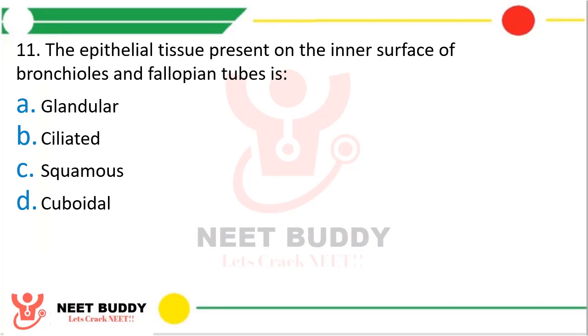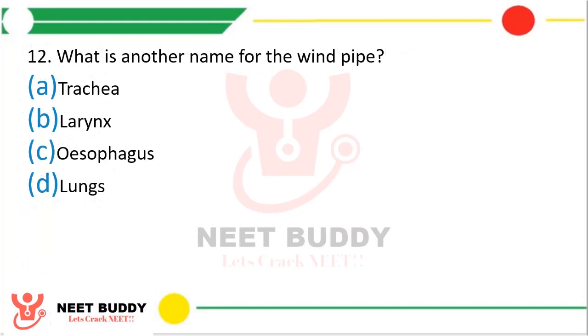Question number 11. The epithelial tissue present on the inner surface of bronchioles and fallopian tubes is glandular, ciliated, squamous, or cuboidal. The correct answer is option B, that is ciliated. Question number 12. What is another name of windpipe? Trachea, larynx, esophagus, or lungs. The correct answer is option A, trachea.